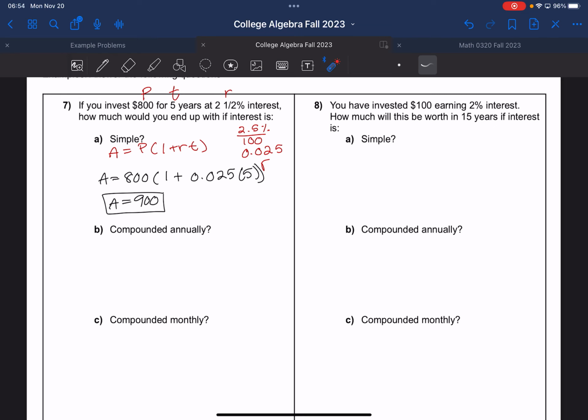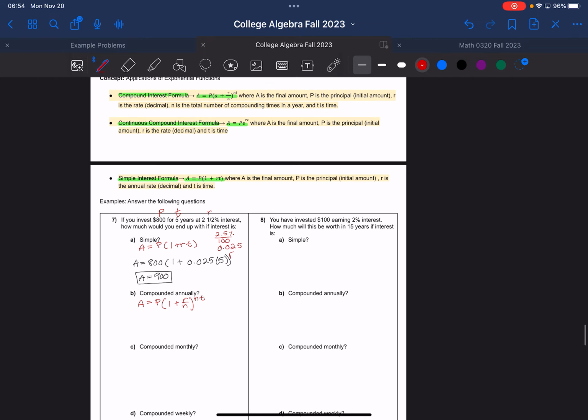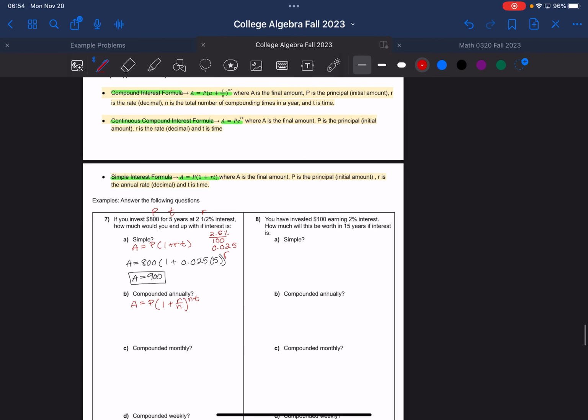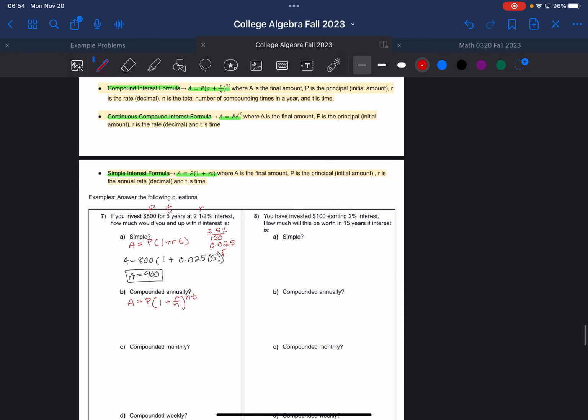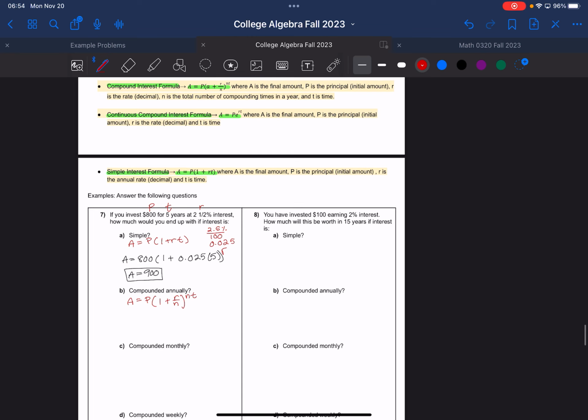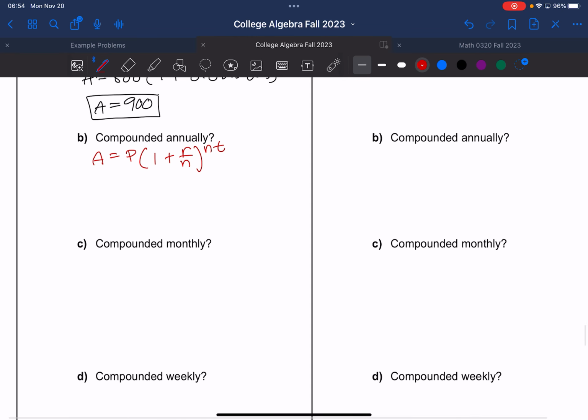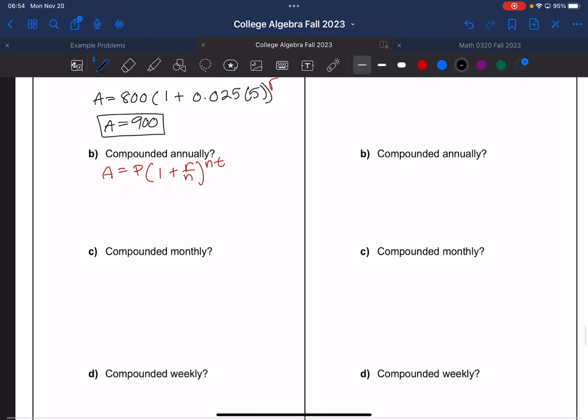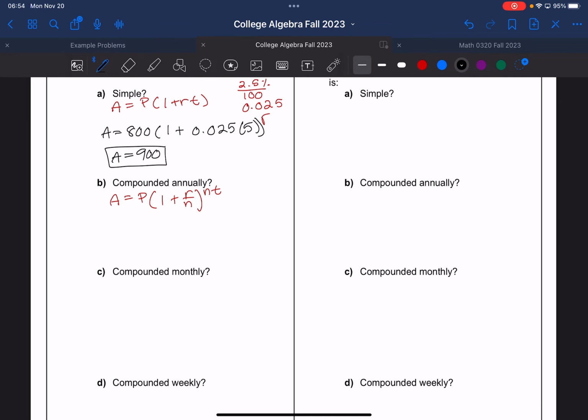Now we're going to look at compounded annually. So compounded annually, we're using the compounded formula, which is A is equal to P times 1 plus R over N, to the power of N T. Did I have that formula? Yeah, it was that first formula there, the compounded interest formula. So we have everything labeled except that N.